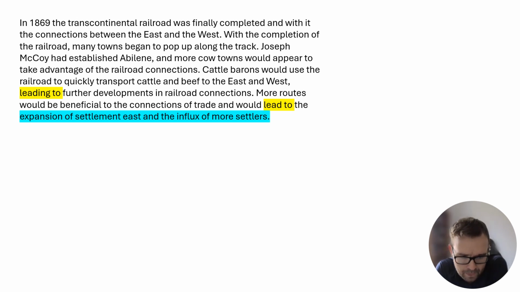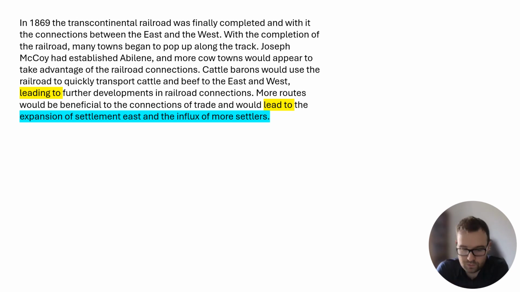So, in 1869, the Transcontinental Railroad was finally completed, and with it the connections between East and West. With the completion of the railroad, many towns began to pop up along the track. Joseph McCoy had established Abilene, and more cow towns would appear to take advantage of the railroad connections, while cattle barons were using the railroad to quickly transport cattle and beef to the east and west, okay, leading to further developments in railroad connections. Right, there's your AO2 there, the leading to, so you got your connection to further railroad connections.